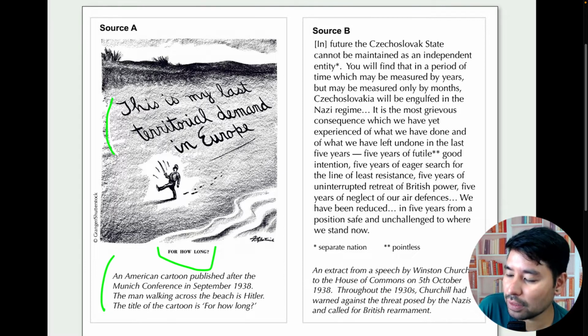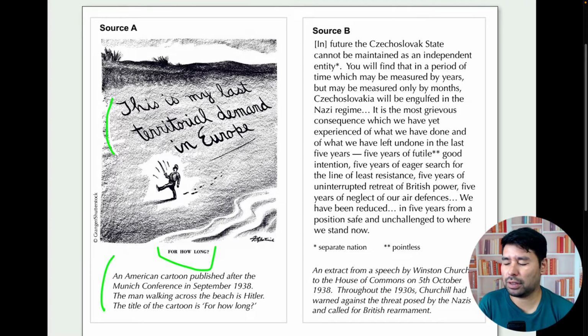Okay, and then source B, as we can see here, there is only a text. There is no picture to analyze. So in this one, of course, we're gonna analyze only the text. Just follow me. Source B.